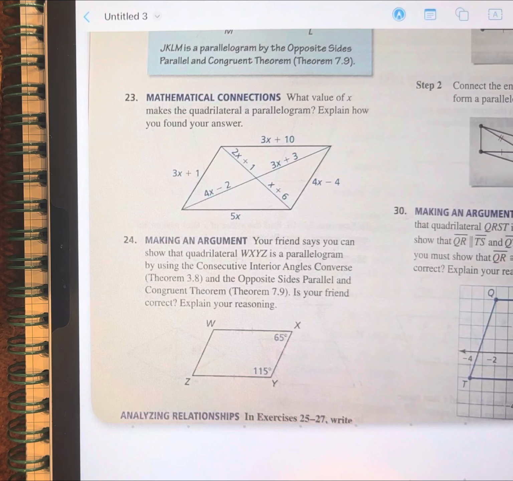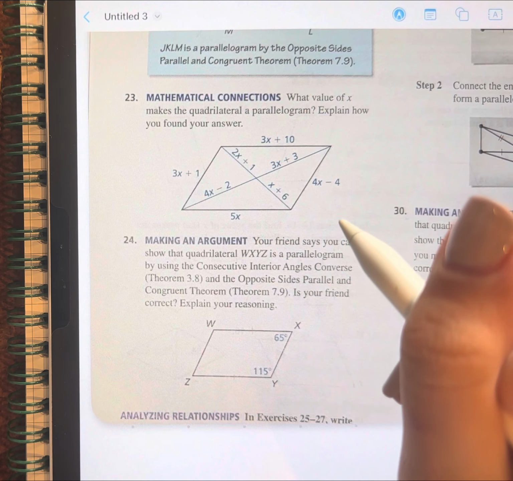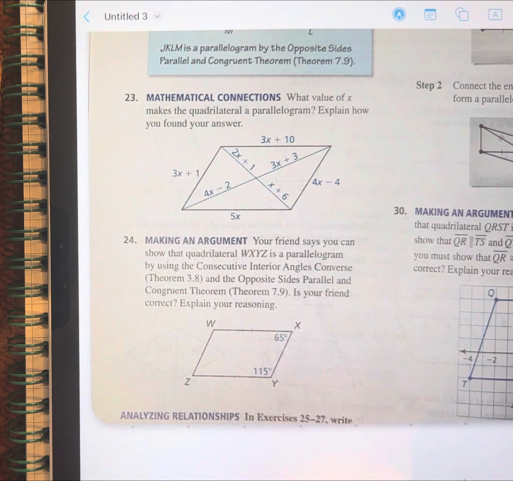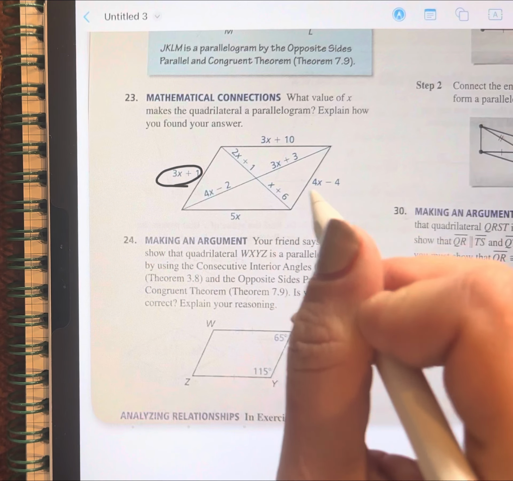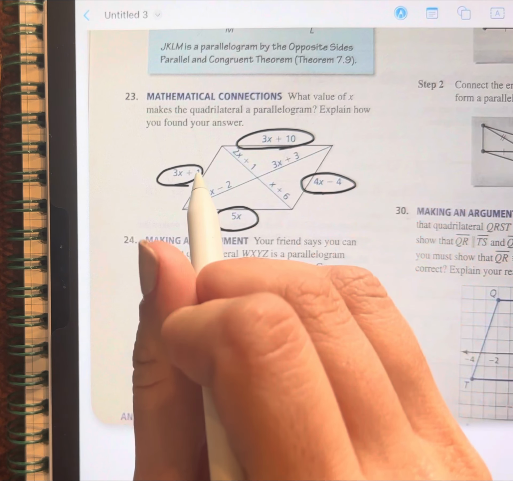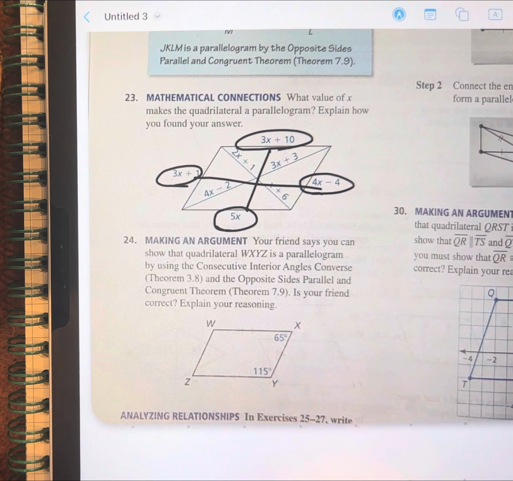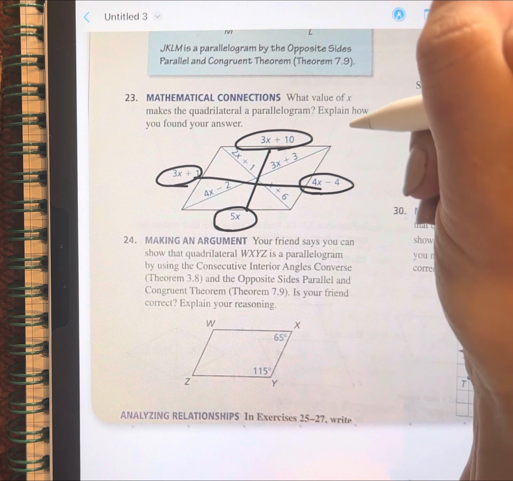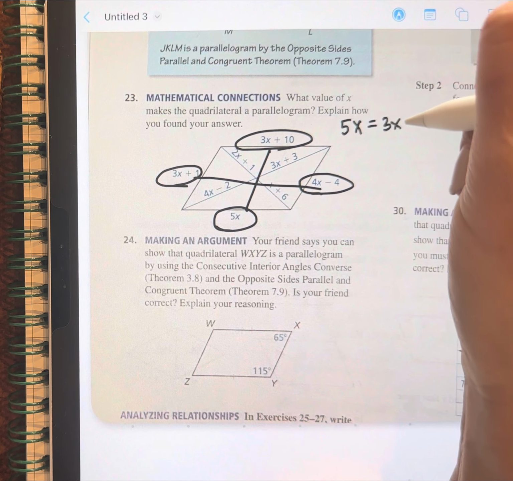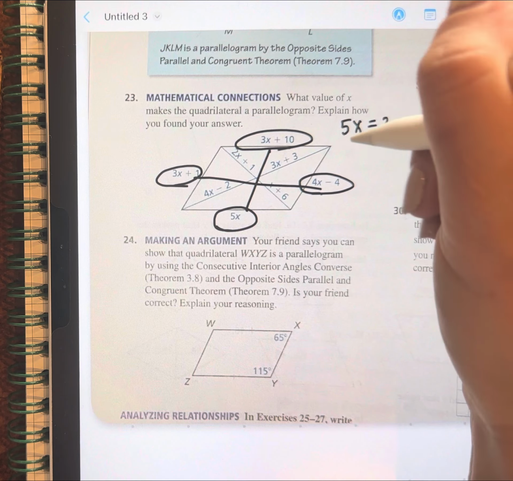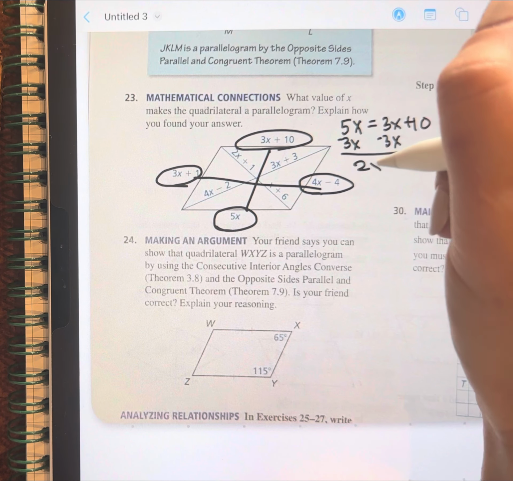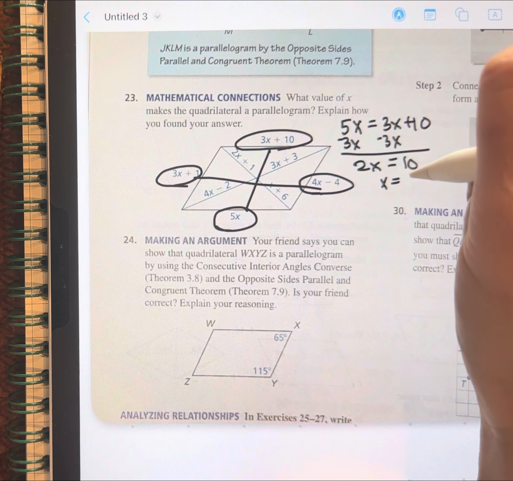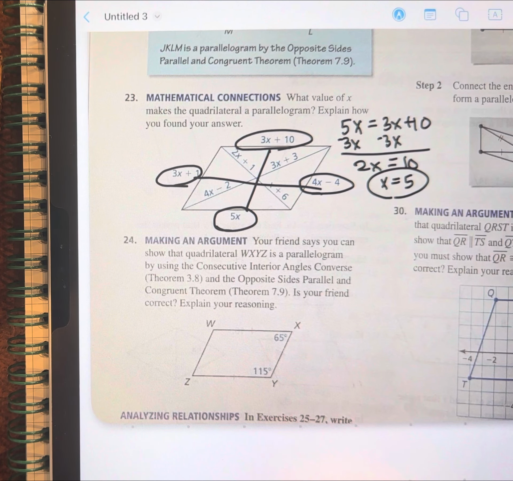23. Okay, I really like this one. I brought this up in class with you guys. It's cool because we have so many different options using different theorems, okay? So you could use any of those options that we had. Like you can show with these if opposite sides are congruent to make it a parallelogram. So we can say that 5x must equal 3x plus 10. And then we'll solve for x. 2x equals 10, x equals 5. So that's the value of x that would make it that.